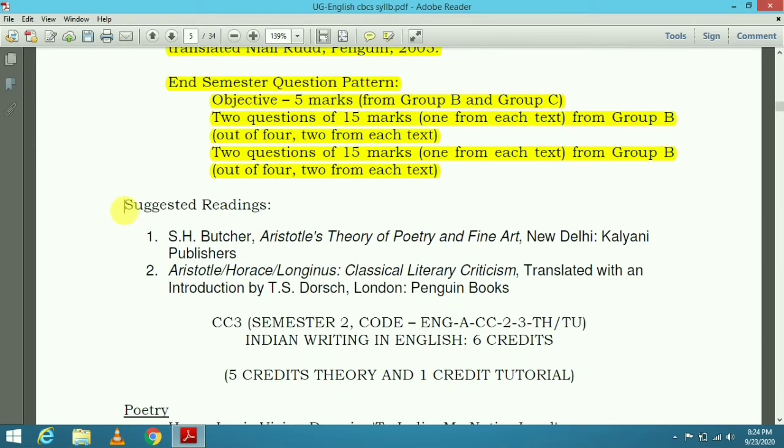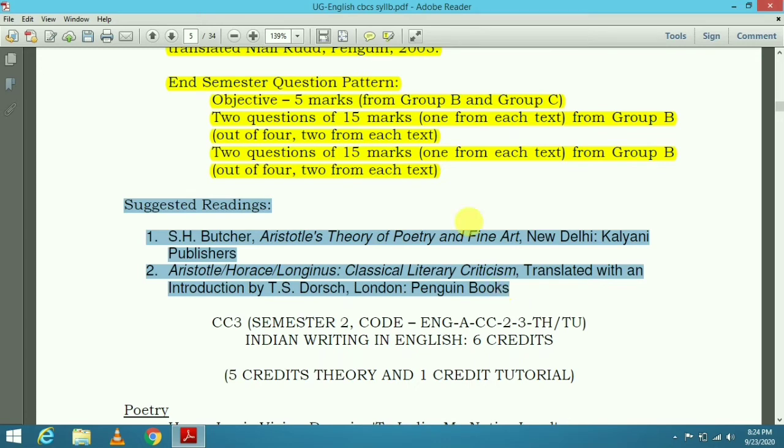Here is the suggested reading, S.H. Butcher, Aristotle's Theory of Poetry and Fine Art. This is a good book, and here is also one book. You can study this. So this was the detail of the semester 1 CC courses. Only CC courses. I have not given you details of the AECC courses.